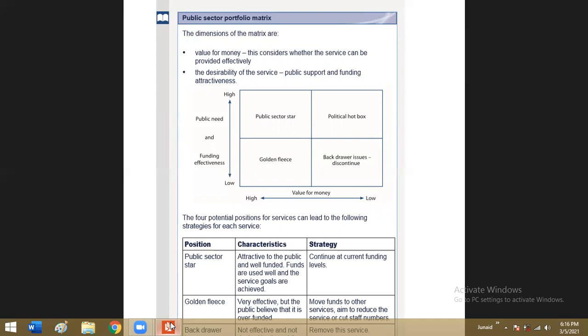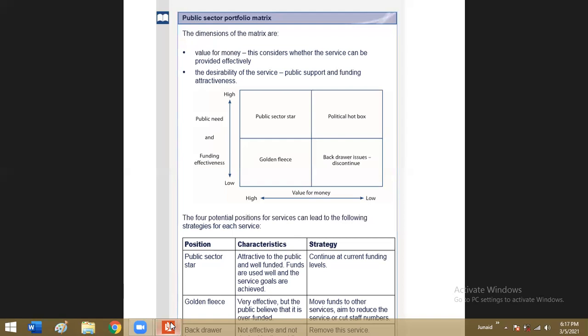If public need and funding effectiveness is high and value for money is also high, this is called public sector star. Sometimes the examiner asks specifically about a public sector organization, so you have to use the BCG matrix in this way. If he is talking about the private sector, then we use the traditional BCG matrix I told you earlier, with only star, problem child, cash cow and dog, assessed only on market share and market growth.